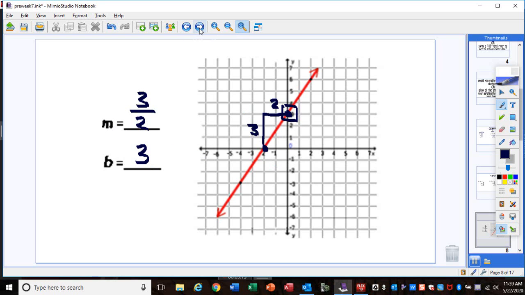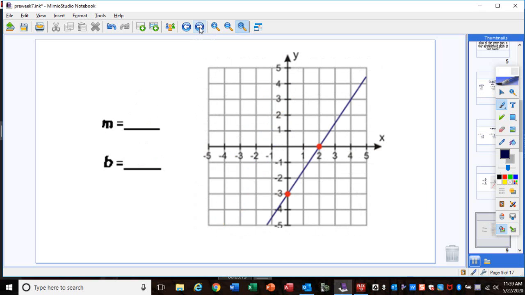Okay, next one. Another kind of one here. This is very similar to what we just did. This one is going to go from here to here. We're going to go up 3 and over 2. So again, rise is 3 and the run is 2. Keep in mind that if you were going to the left, it would be negative 2. So your slope is 3 over 2. But this time, your b is crossing at negative 3. So negative 3. That's what you want.